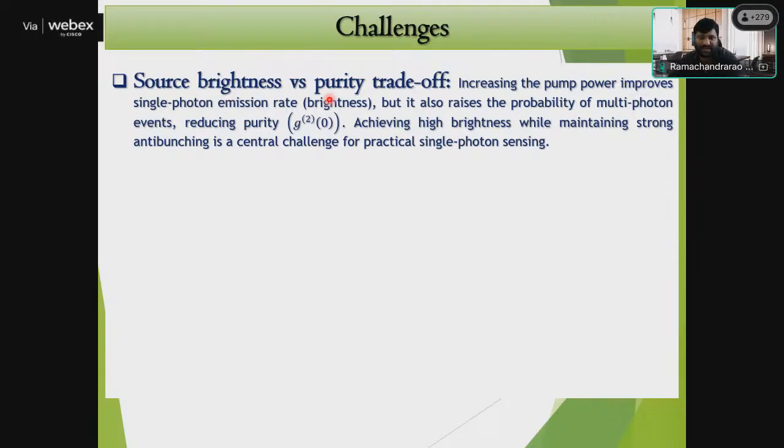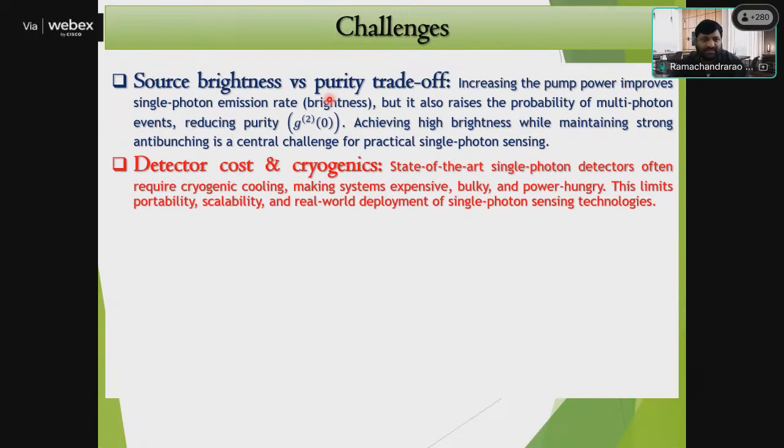So there is a trade-off between the source brightness and the purity of the single photon. You cannot excite as much as you want just because you want to increase the brightness. It doesn't mean you can excite the single photon source strongly. Only up to some extent can you go. If you reach that excitation intensity level, the single photon simply becomes multi-photon, which is of no use for whatever applications have been described.